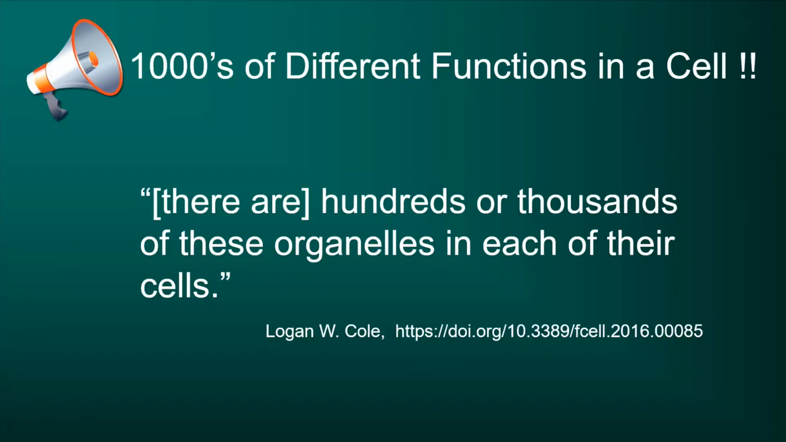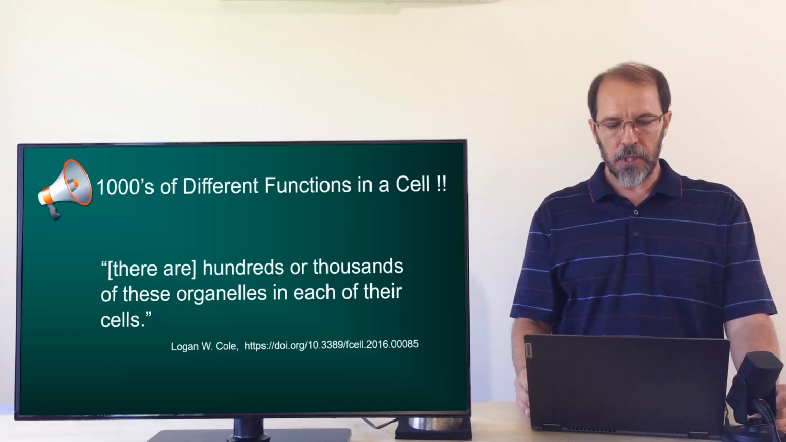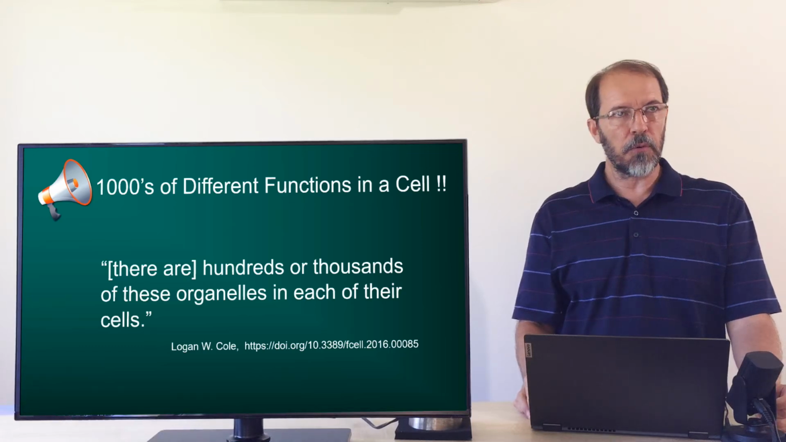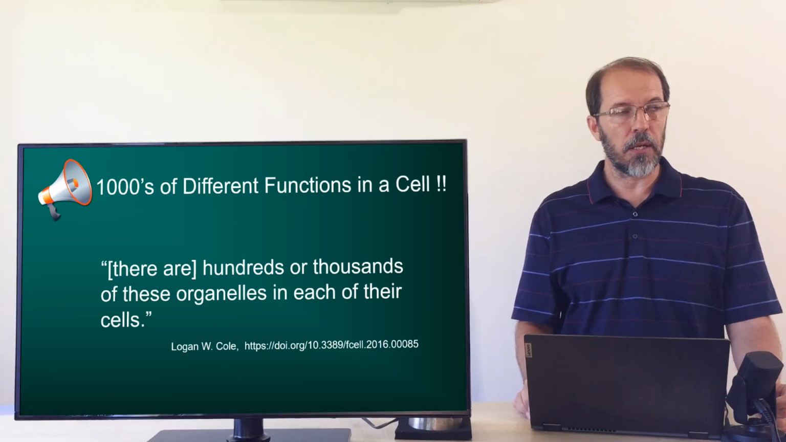So let's read some more. There are hundreds or even thousands of these organelles, these mini factories, inside one single cell. And these different organelles typically have different functions. So there are hundreds and hundreds, thousands of different functions that need to be fulfilled before a cell can live and stay alive.